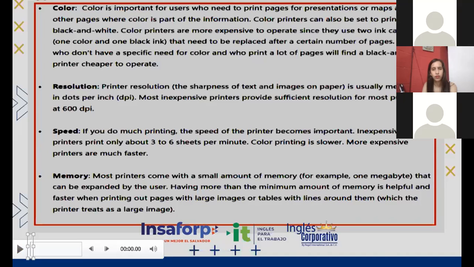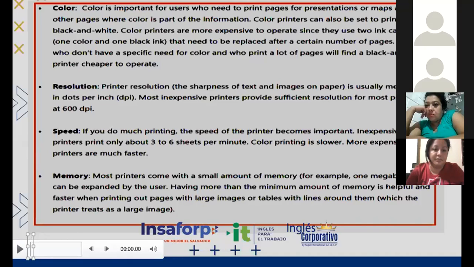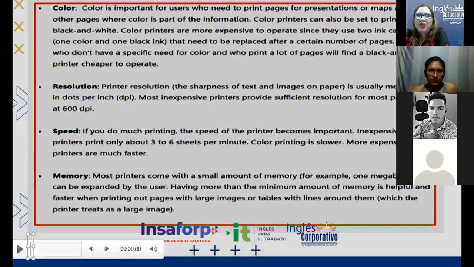Okay, what do you think? What is the most important characteristic of this, like color, resolution, speed, or memory, that you need to do your job? For me, it's speed. Speed, okay. Because we have too much document. Okay, you print a lot. Yes. Constantly. Constantly is another adverb, right? That can express the frequency, right? Constantly.